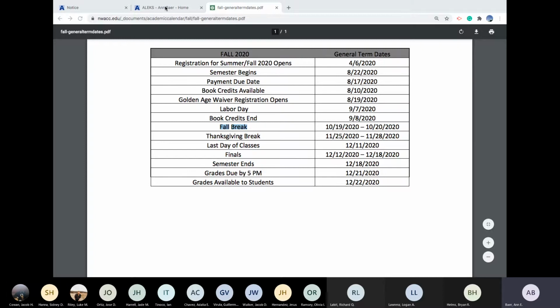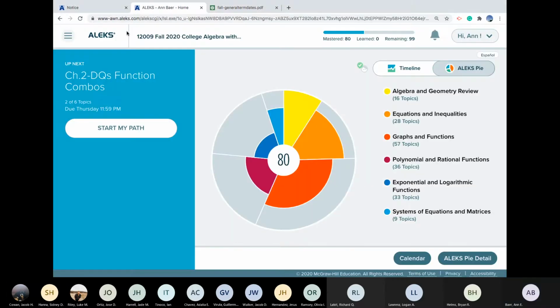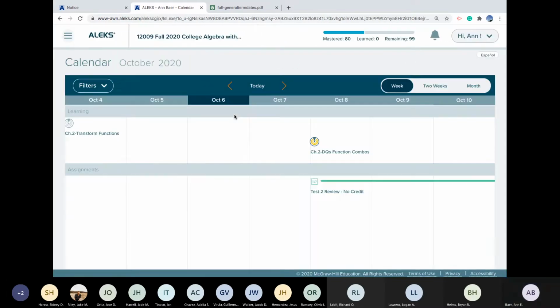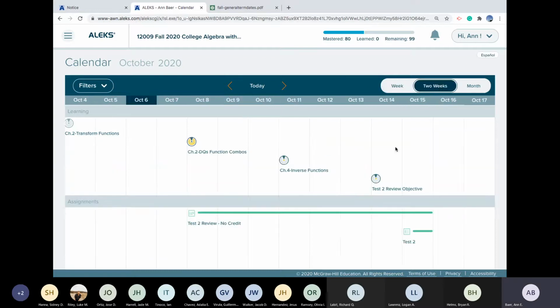So let's go into Alex here, looking at the main menu. I've got a question to ask you in a moment. I'm going to write it down to make sure I ask you all. Well, let's go through this first. Let's take a look at the calendar. I like the 2-week view, so you will see what's coming up and when it's due.